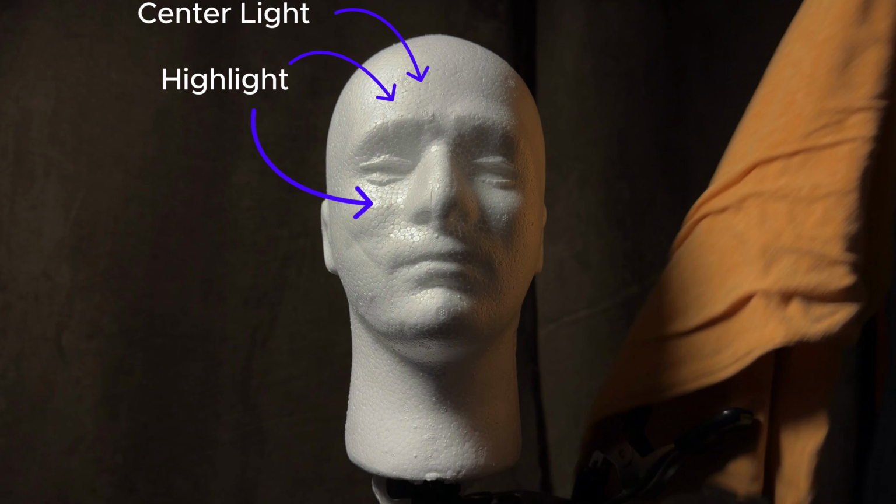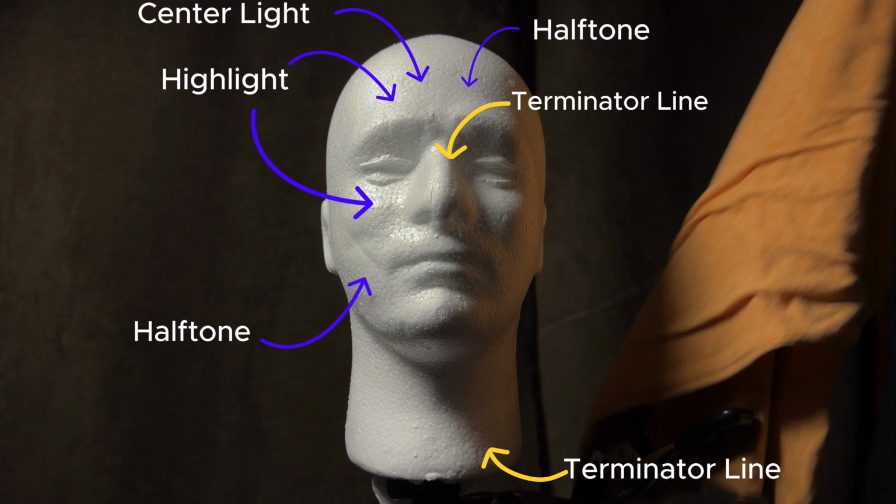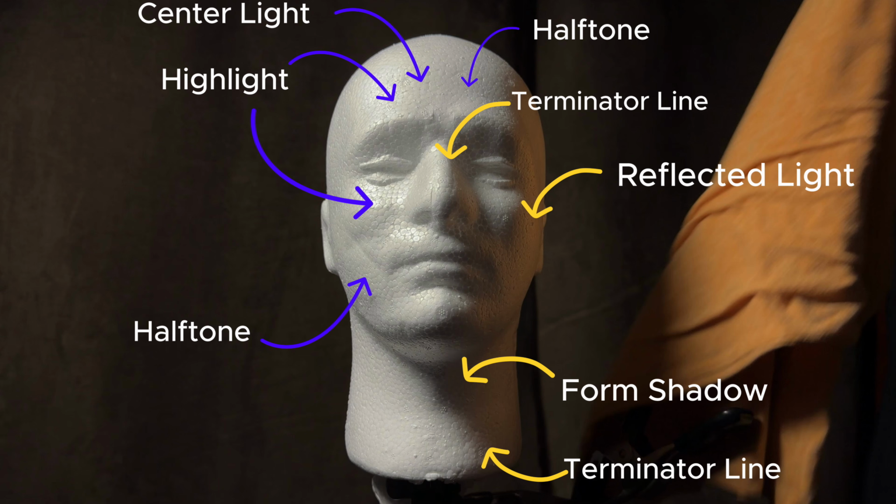We have the center light, which is a little bit dimmer, more the color of the object, as well as the halftone. We're slowly working toward the darkest part of the light side. And then we have the terminator line, and then the form shadow, which is like the average value of that shadow side. Then, of course, we have reflected light as it comes on here. So you can see how it's reflecting and changing that value a little bit to be a little bit brighter, but never as bright as any part of the light side of that terminator line.